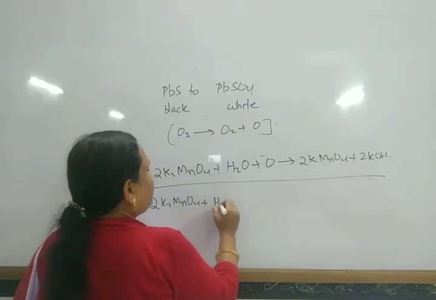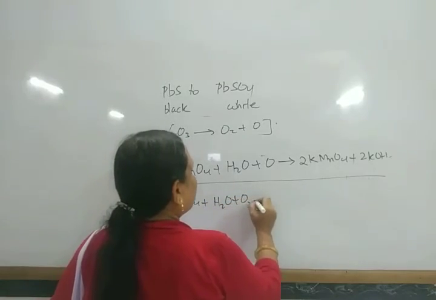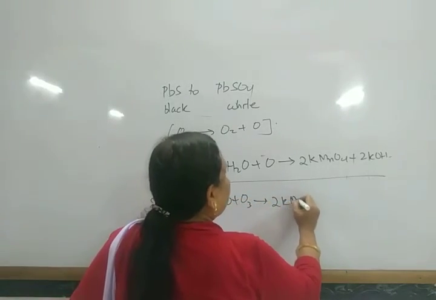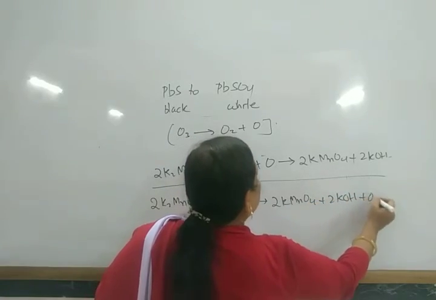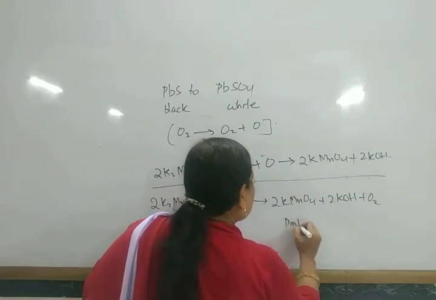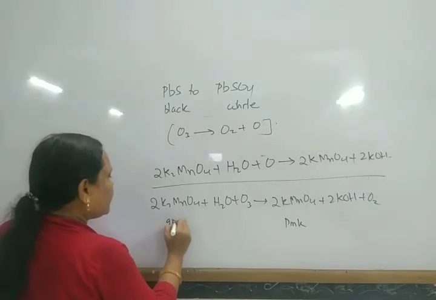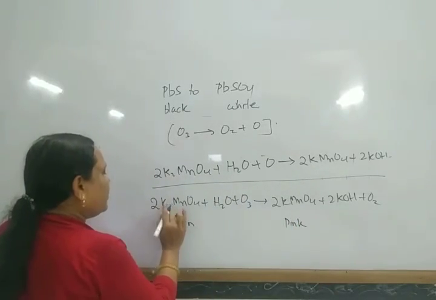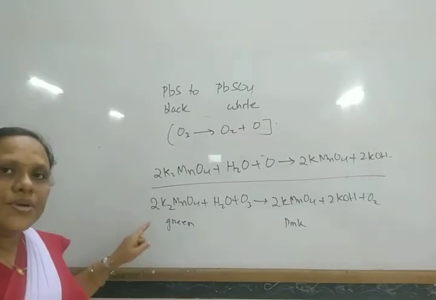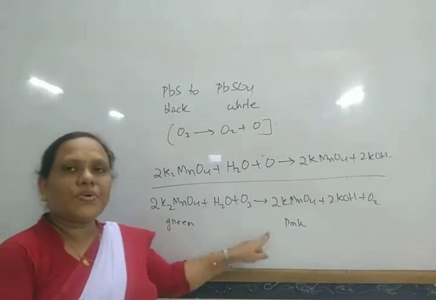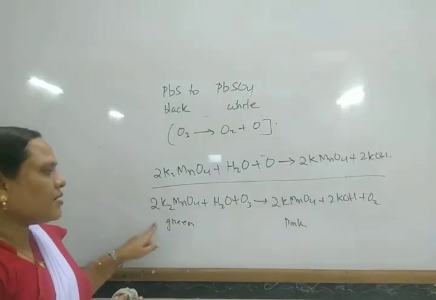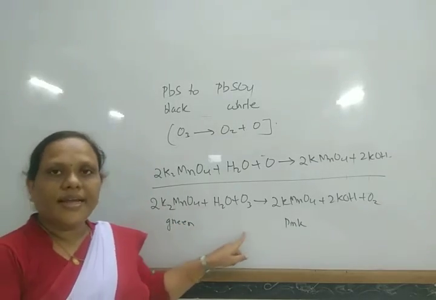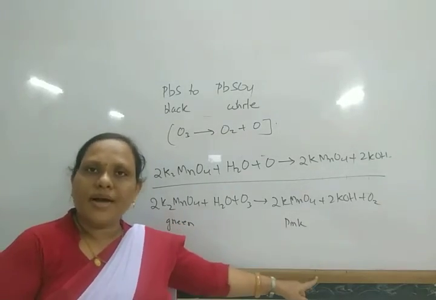2K2MnO4 plus H2O plus O3 give rise to 2KMnO4, 2KOH plus O2. So pink color is permanganate and this color is green. So it converts green color potassium manganate to potassium permanganate.